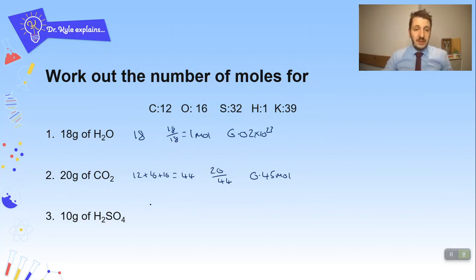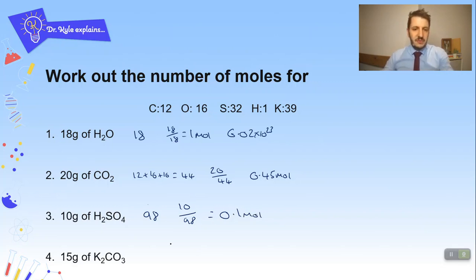10 grams of H2SO4 then. So H2SO4 comes out at 98. So we're going to do 10 divided by 98, and that comes out as 0.1 when you round it up. 0.1 mole.